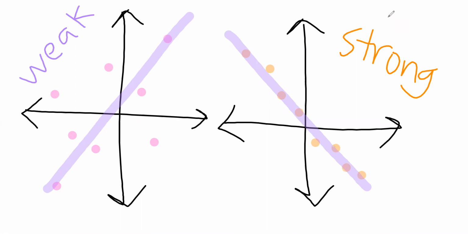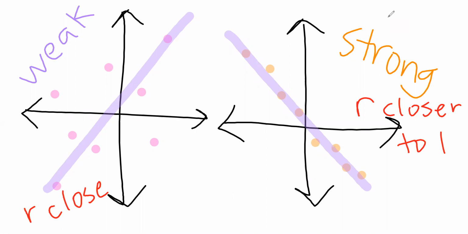The R value is going to be closer to 1. Here, your R value is going to be closer to like 0.5. Because if it's close to 0, that's that negative correlation. So if your R value, your correlation coefficient, is close to 0, that's because it's a negative correlation.